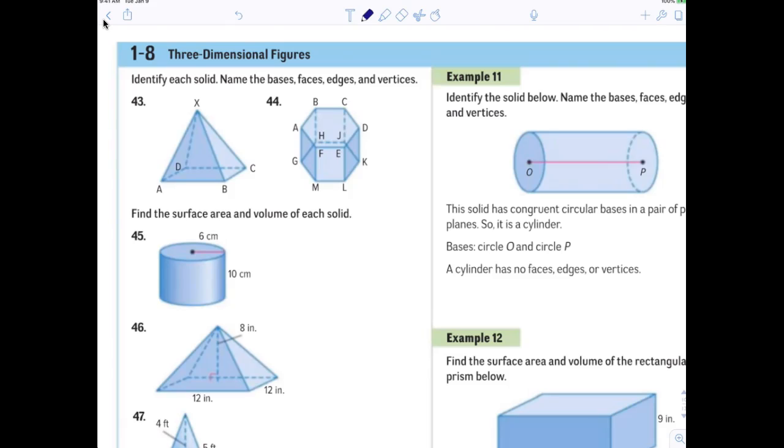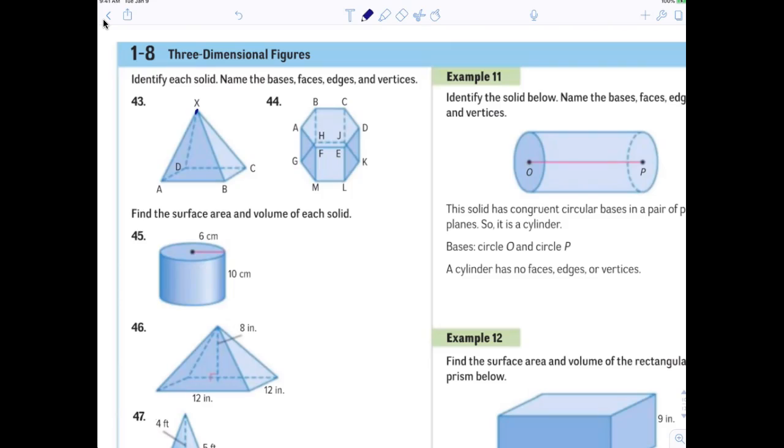And number 44 would be a what? Hexagonal prism. The reason why it's called a hexagonal prism is because the base is a hexagon, and it's called a prism because the bases are the same. Now, why is the other one a pyramid? The other one is a pyramid because there's only one base, and it has one vertex at the top. So we have a pyramid and a hexagonal prism.